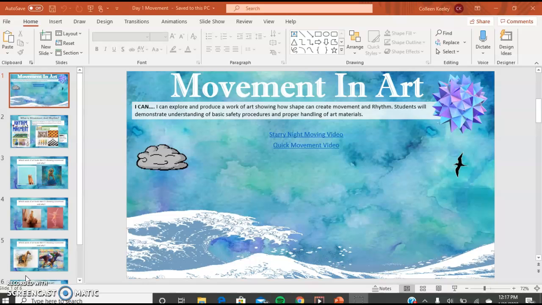I want to start out by giving you guys a shout out for your panda projects. They look amazing. I loved all the different kinds of techniques you incorporated into that, and I was just really happy with how they came out. So nice job. This week we are going to start a new project, and the topic for it is movement.